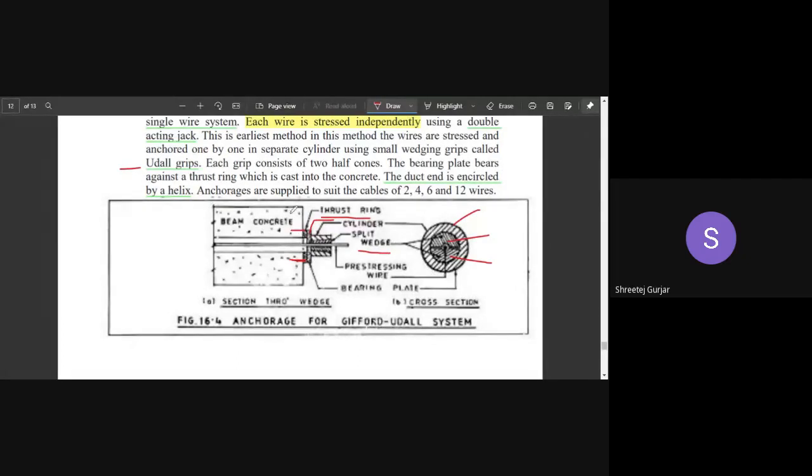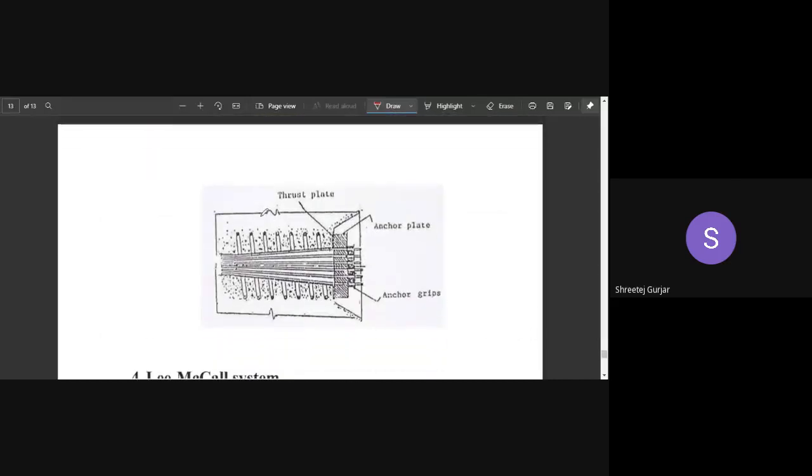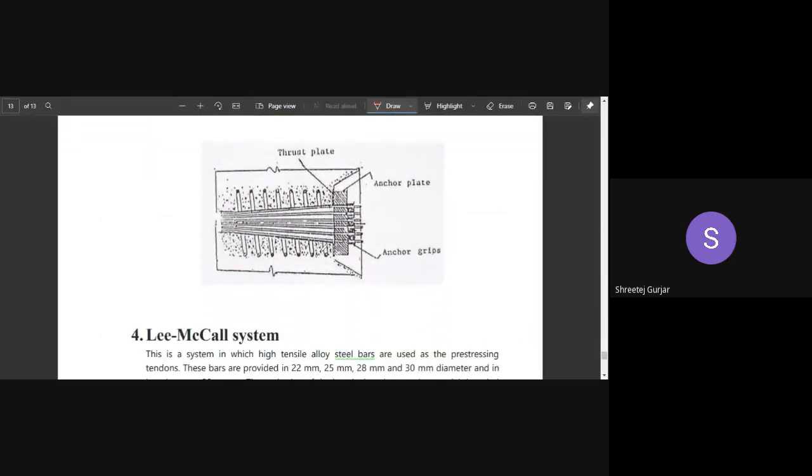The duct is encircled by a helix. You can see in this image, this helix is provided. A steel spiral, or helix, is provided for extra strength of your end bearing, because at your end bearings an enormous amount of stress is developed. There is a lot of stress concentration. So to provide extra strength to your concrete, we provide this helical reinforcement which goes around your duct, or your trumpet or your cone. So this provides extra strength.